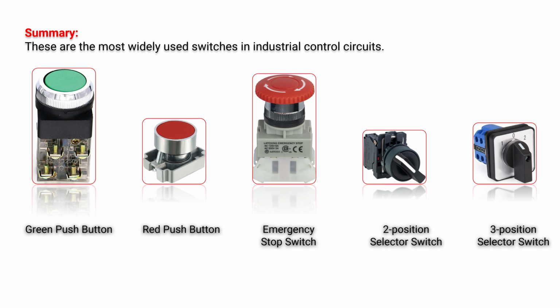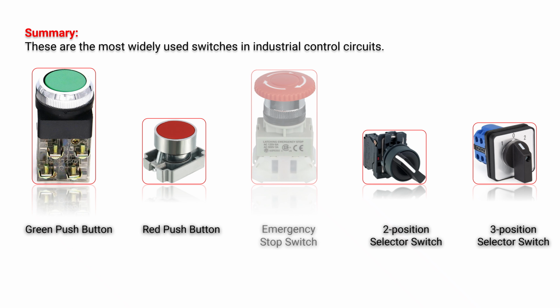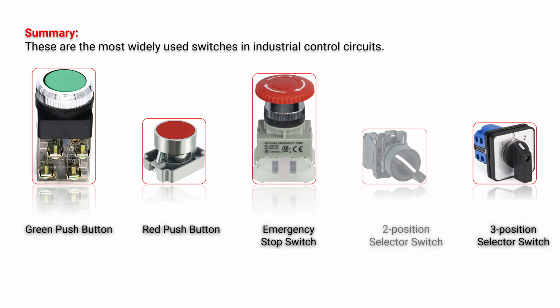Summary. These are the most widely used switches in industrial control circuits. Green push button, NO, red push button, NC, emergency stop switch, 2-position selector, 3-position selector. Their IEC and JIC symbols help us represent them clearly in electrical drawings. That's all for this lesson. Now you know how these switches work, how they appear on diagrams, and where they're used in real applications.